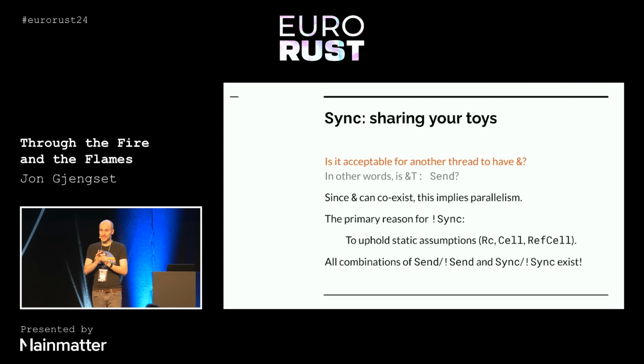Cell is Send, but not Sync. So if you have a Cell, you can give it away to another thread, and that's fine. But you cannot concurrently access it from multiple threads at the same time. For understanding why, I recommend you either go read the docs for Cell or watch the video I did on this, because it takes a little while to explain. But it is pretty cool to be able to rely on the type system to give these kinds of guarantees.